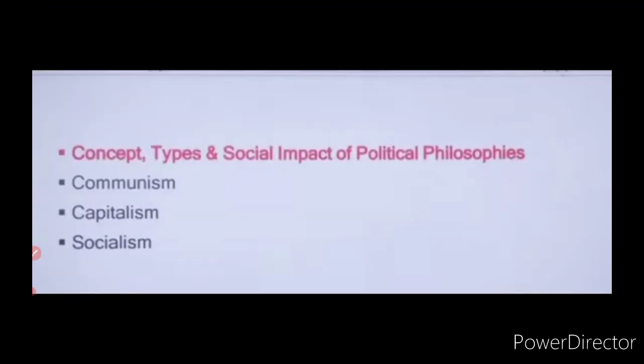Concept, types and social impact of political philosophies. So communism, capitalism and socialism. These three points you have to remember, and these three topics are very important. So do check it out.